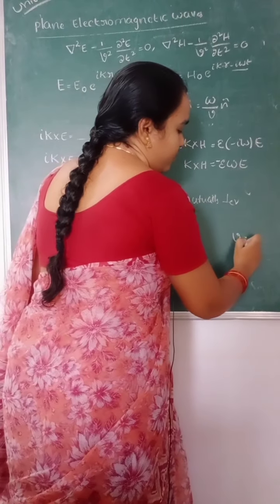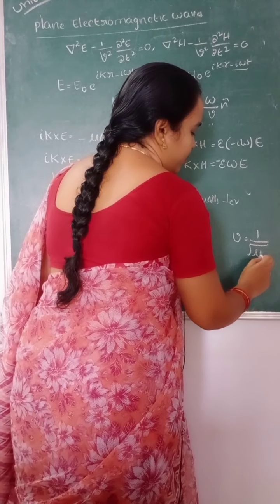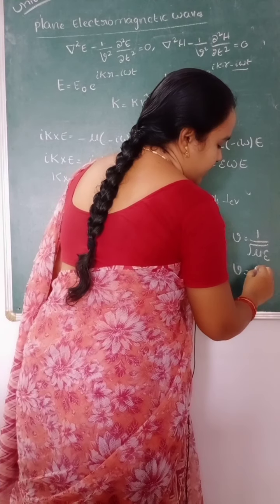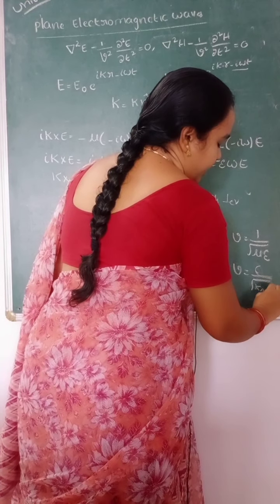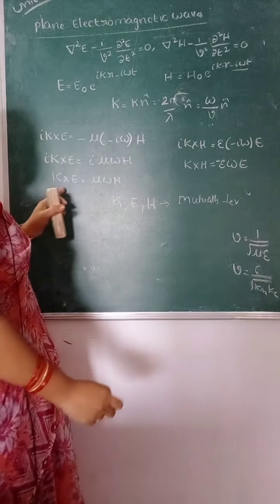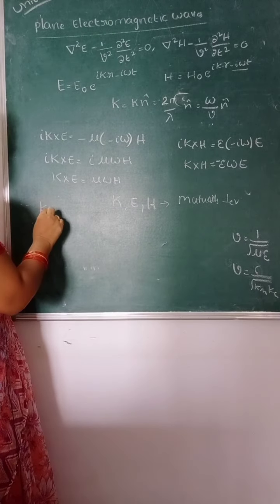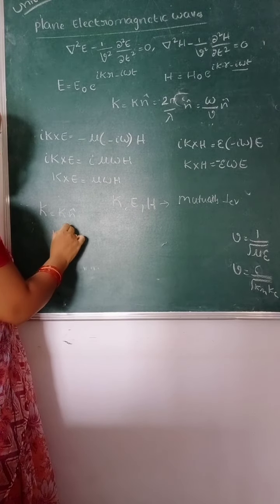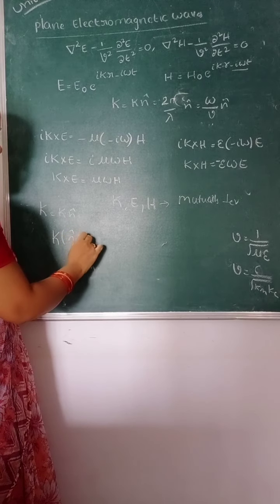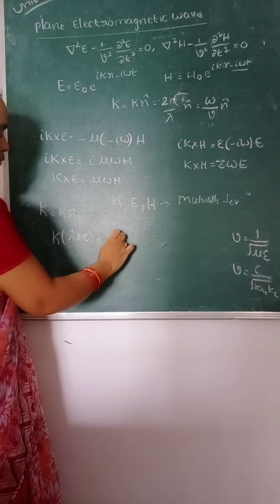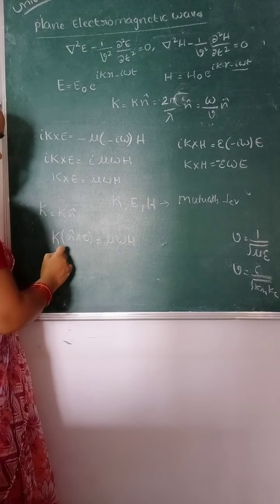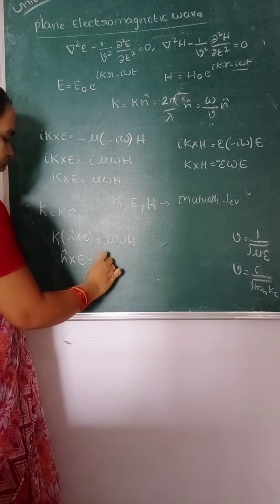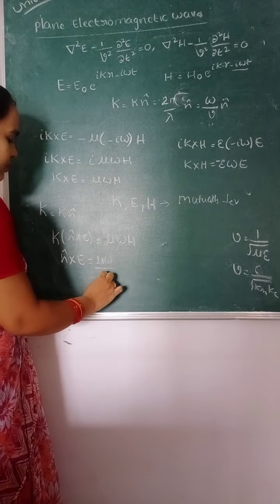V is equal to 1 by root of mu into epsilon. V is equal to c by root of Km into Ke. Let us remember that. So from this equation, what is k? k is k into n cap. So substitute this value: k into n cap cross E is equal to mu omega H. That is n cross E is equal to mu omega by k into H.